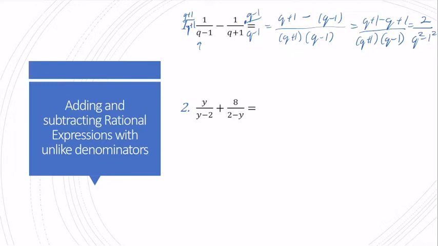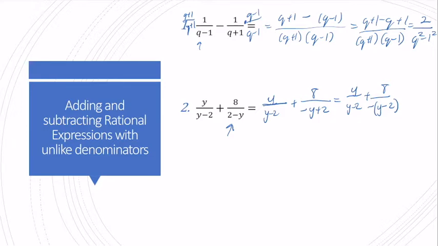For example 2, I have y over y minus 2 plus 8 over 2 minus y, and I'm going to rewrite this so my variable is first. So I have negative y plus 2 on the bottom of the 8. But remember, we don't like negative leading coefficients, so I'm going to have y over y minus 2 plus 8 over negative y minus 2.